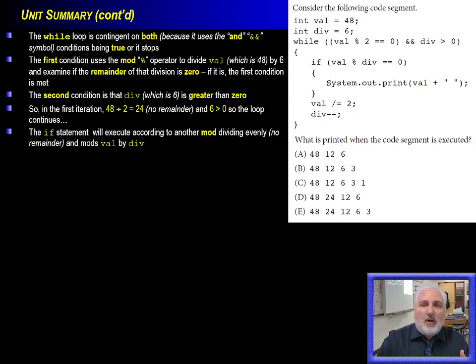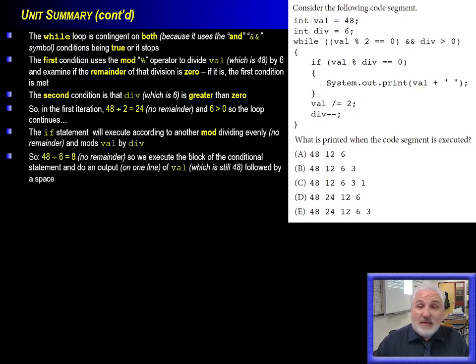The if statement now mods val and div together. It takes 48, divides it by 6, and checks if there is a remainder, because that's what modulus division does. Well, 48 divided by 6 is 8 with no remainder, or a remainder of 0, so it will do the first output. It will output val at this point, and at this point val is 48.